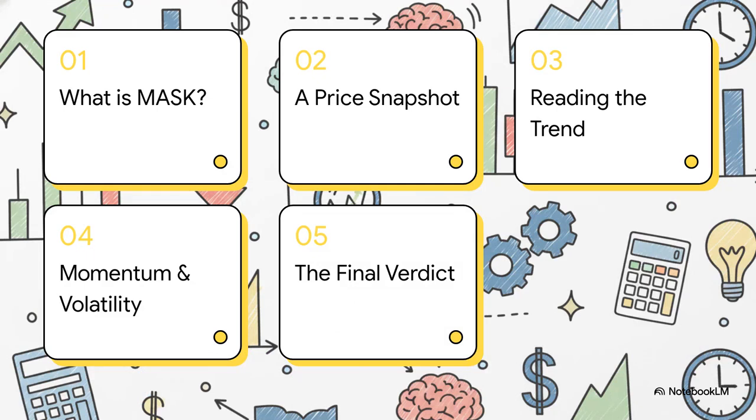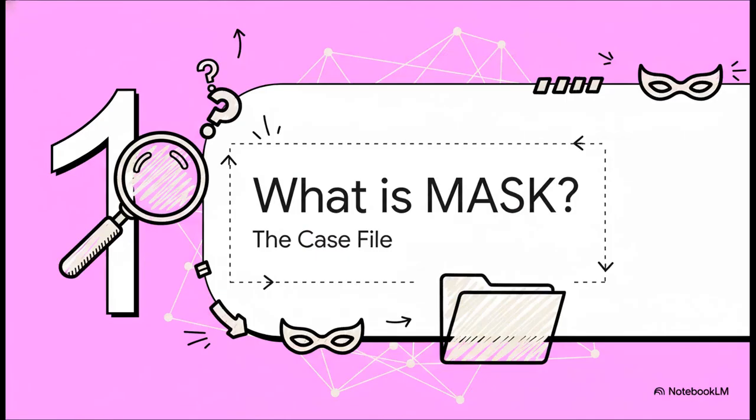So here's our game plan. We're going to start with the basics of the case file, what MASK even is. Then, we'll head straight to the crime scene for a snapshot of the price. From there, we'll follow the trail of clues in the trend, dig into the deeper evidence of momentum, and finally, deliver the analyst's verdict. You ready? Let's dive in.